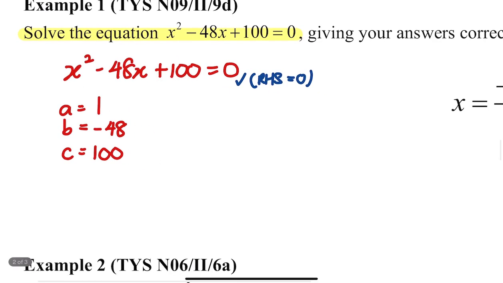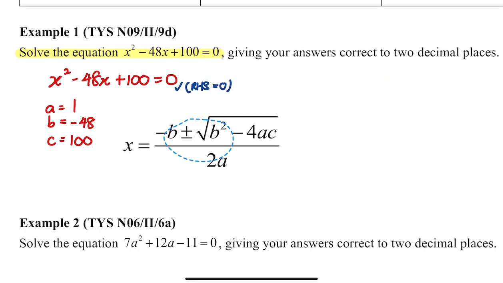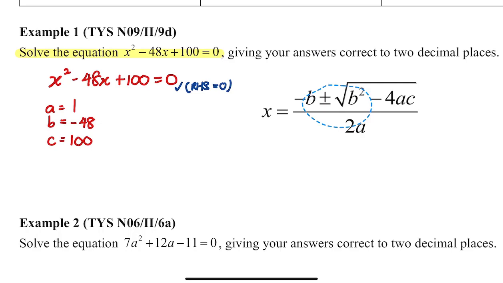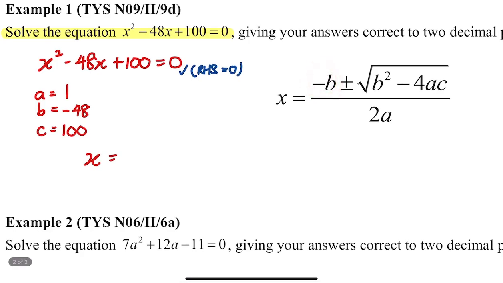Okay, so now let's apply the quadratic formula. Let me bring the formula down now. Okay, this is my quadratic formula here. If I apply this formula, I know that x is simply equal to negative b. So in this case, it's negative bracket negative 48. Very important, this is negative of b. My b in this case is negative 48, so I must put a bracket very clearly. Then plus minus square root.